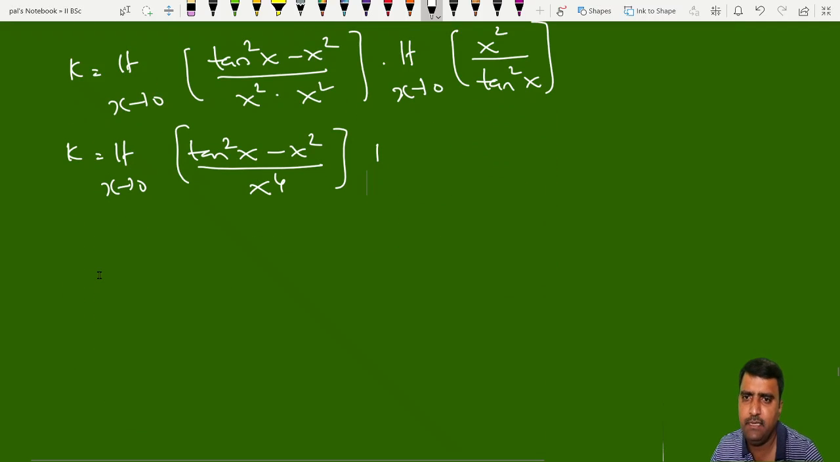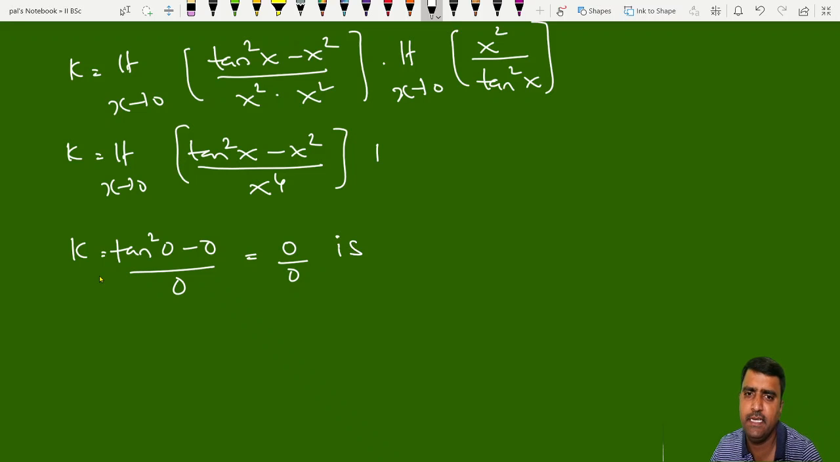Now you apply the limit to this, k is equal to tan square 0 minus 0 by 0. So that is 0 by 0, which is indeterminate.